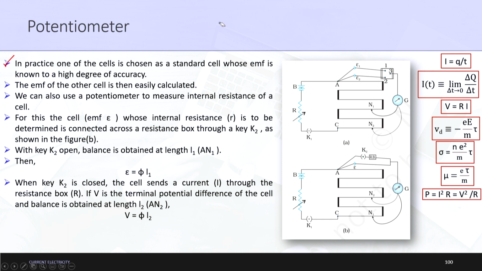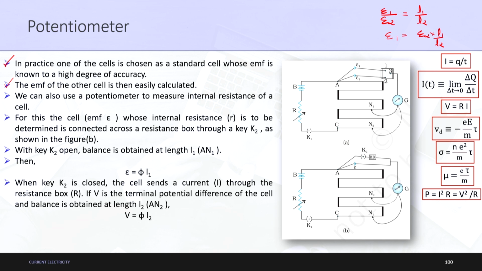So, in practice, one of the cells is chosen as a standard cell whose EMF is known to a high degree of accuracy. That means the amount of tolerance is very less. The EMF of the other cell is then easily calculated. Why is it very easy? Because we know that the ratio of epsilon 1 by epsilon 2 is equal to L1 by L2. L1 and L2 you have calculated directly by your own calculations, so you know this value also. So, basically you can find out epsilon 1 is nothing but epsilon 2 into L1 upon L2, provided epsilon 2 is the value of the standard cell whose EMF is known to a high degree of accuracy. Okay. So, this thing has been explained.